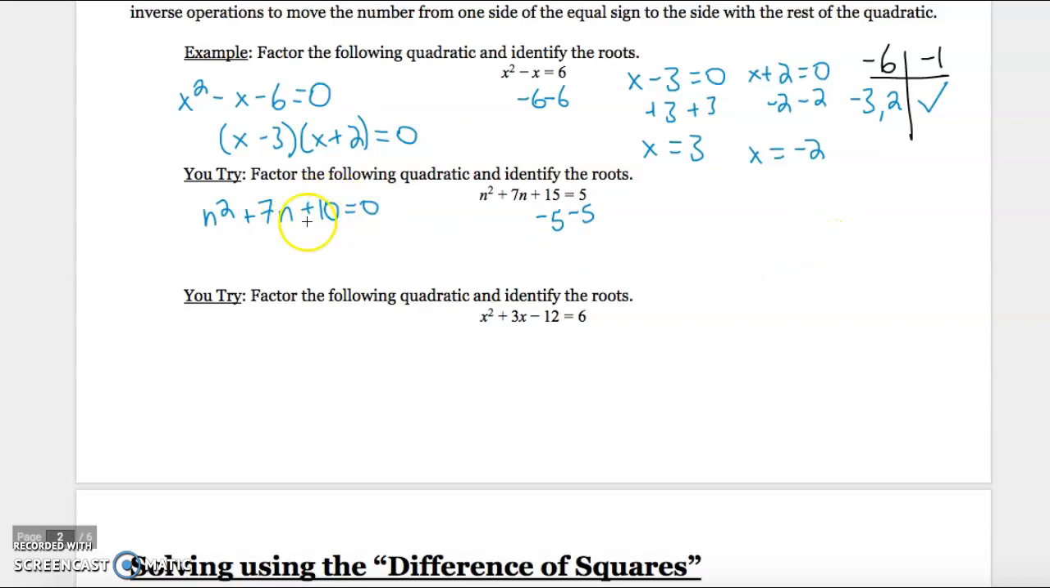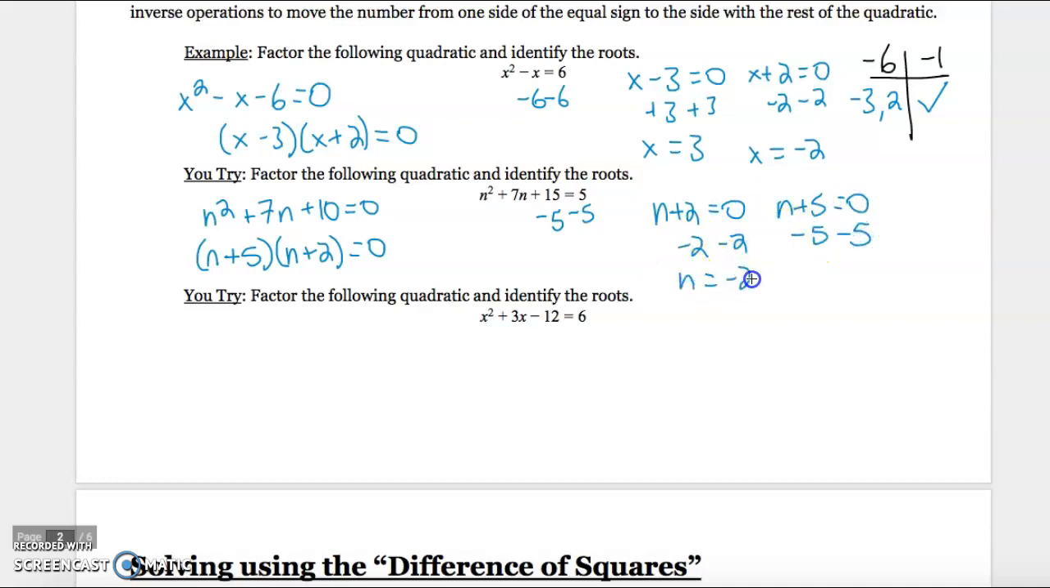I'm figuring out what multiplies to 10 and adds to 7. So that would be 5 and 2, I believe. N plus 5, n plus 2. Oh, I'm sorry, there were no GCFs, so I didn't pull those out at all. And then I set my factors separately equal to 0. N plus 2, n plus 5. So n equals negative 2 is one of my solutions, and n equals negative 5 is another solution.